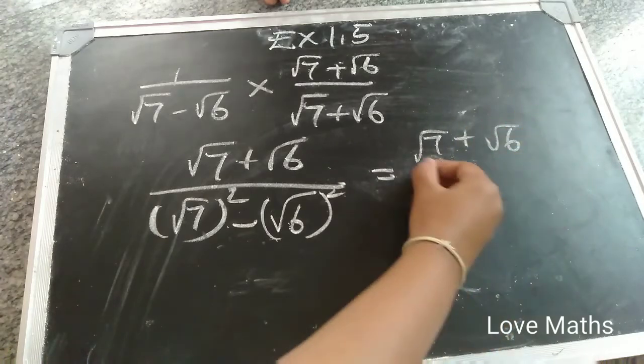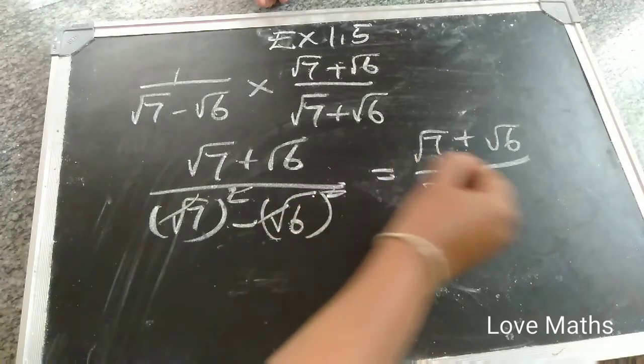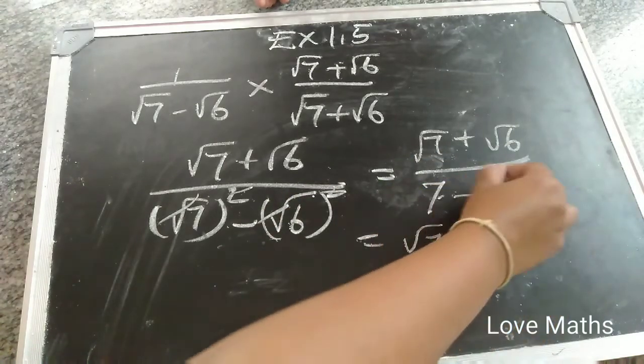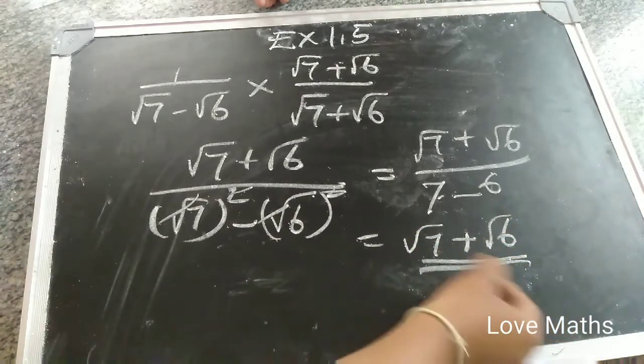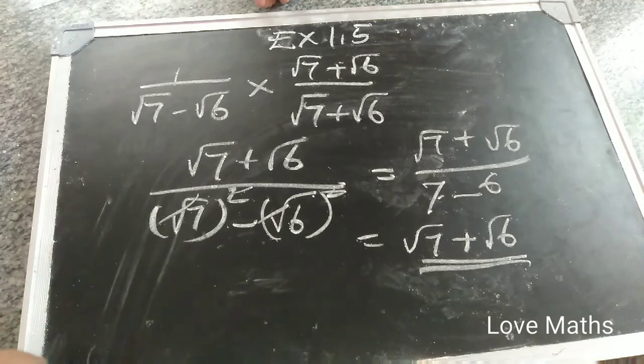Divided by root 7 square, root and square cancel, 7, minus root 6 square, root and square cancel, 6. 7 minus 6 is 1, not necessary to write. So the answer is root 7 plus root 6. Okay. So next.